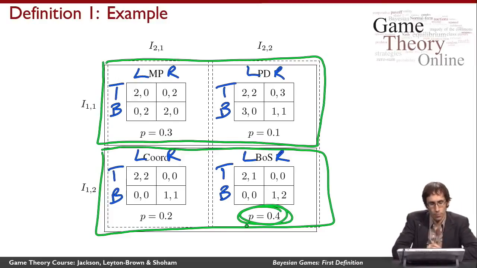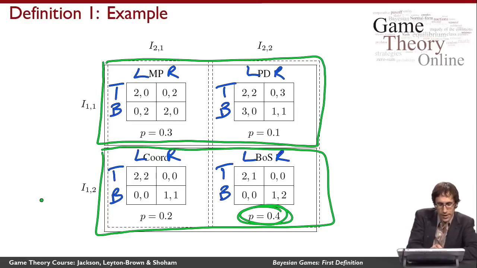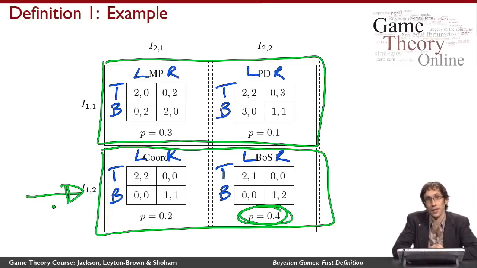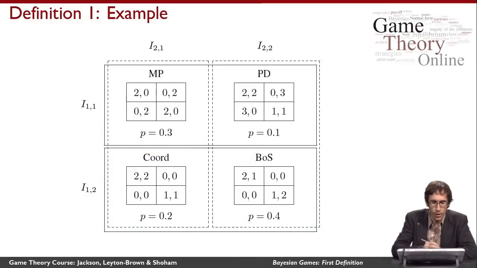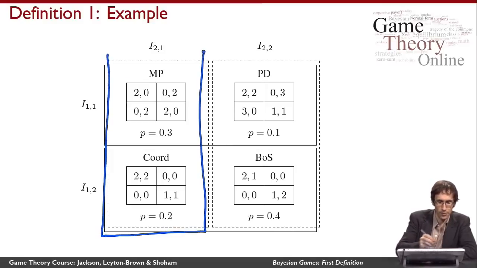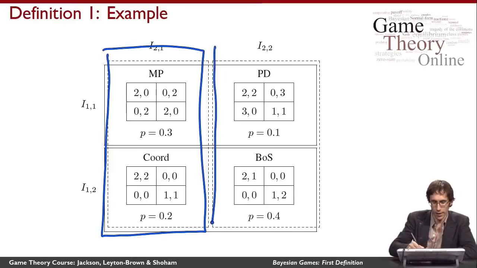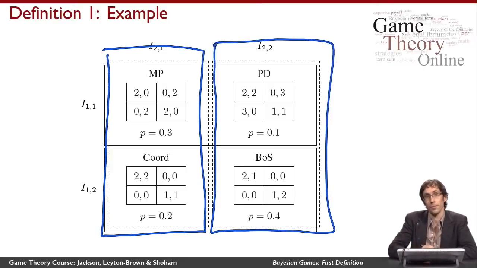In that case, what player 1 is going to find out is that he's in this equivalence class rather than this one. So that means he's going to know for sure that he's not playing matching pennies or prisoner's dilemma, but he's going to think that he might be playing either coordination or battle of the sexes. He's going to have no way of telling them apart. Now, player 2 has different equivalence classes. So player 2 considers these 2 games to be indistinguishable, and likewise considers these 2 games to be indistinguishable.